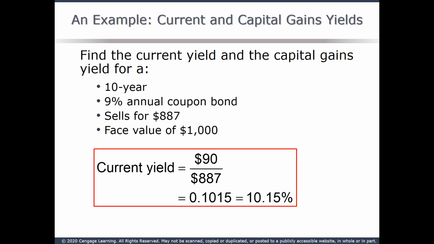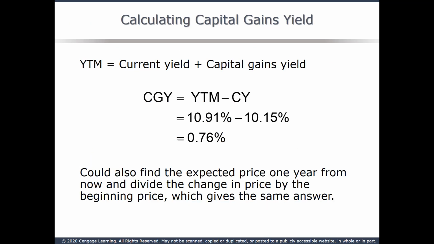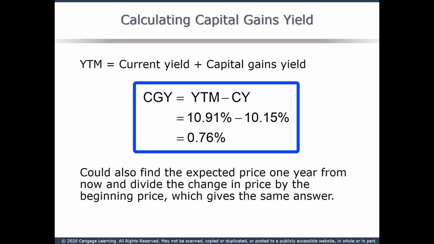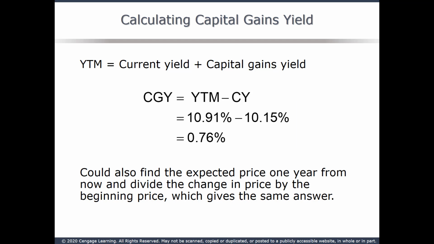Continuing with our sample bond with a 9% annual coupon selling for $887, the current yield is equal to $90 divided by $887, 10.15%. With a yield to maturity of 10.91% and a current yield of 10.15%, the capital gains yield must be the difference, 0.76%. You could also find the expected price 1 year from now and divide the change in price by the beginning price, which will give you the same answer.